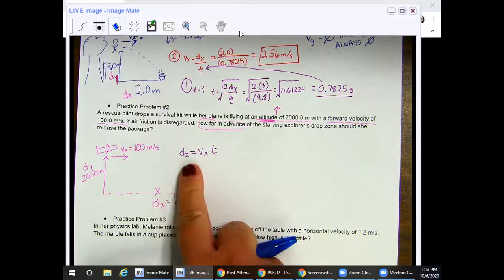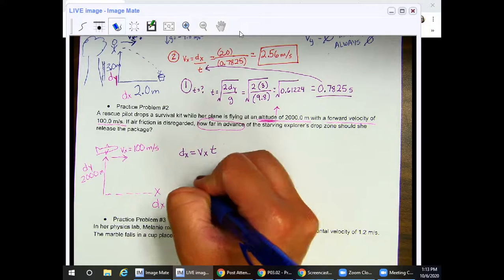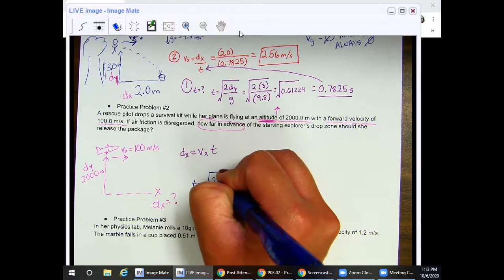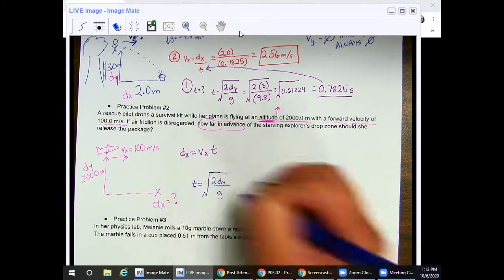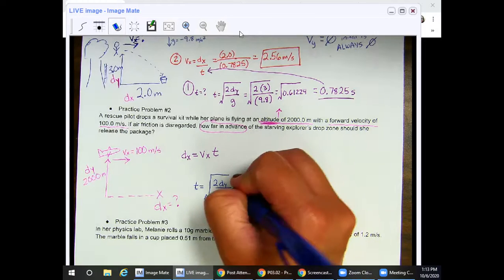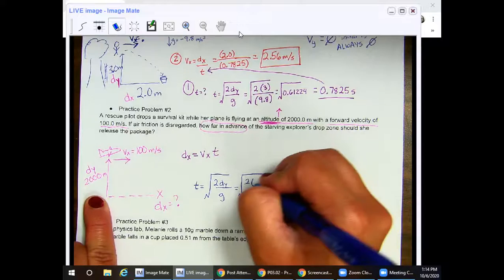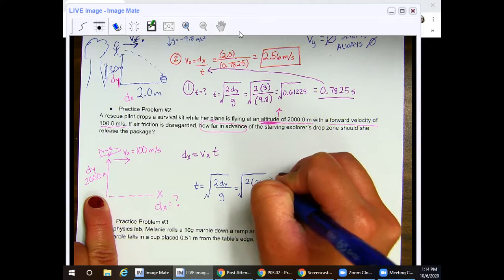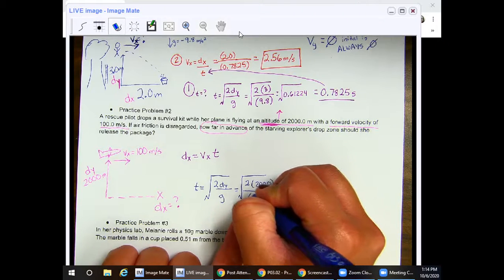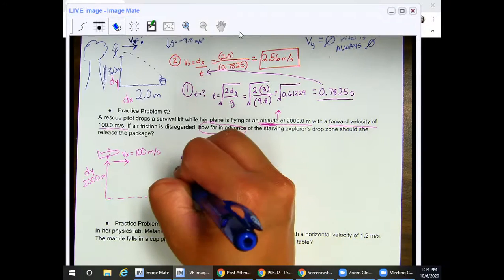So we're solving for dx. We know it's Vx times t, but we need to solve for t because we don't have time. So we're going to use time equals the square root of 2 times dy over g. Plugging in our formula, we have the square root of 2 times our dy, which was 2,000, divided by gravity, 9.8. Remember, don't put a negative because we don't put negatives under square roots. And again, this is the first step we need to take.